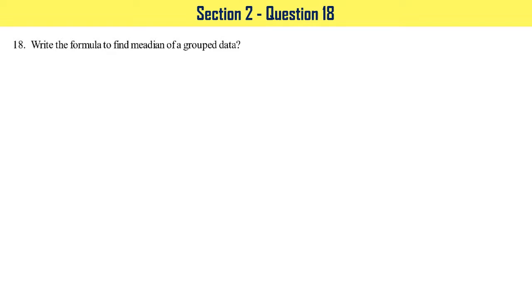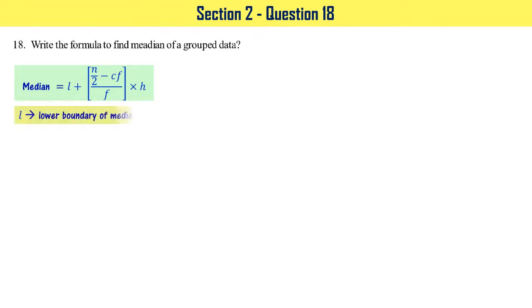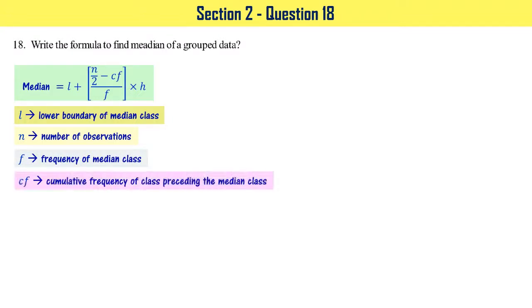Write the formula to find median of a grouped data. We know median is equal to L plus n by 2 minus Cf divided by f times h, where L is lower boundary of the median class, n is number of observations, f is frequency of the median class, Cf is cumulative frequency of class preceding the median class, and h is class size or size of the median class. Please note this formula.